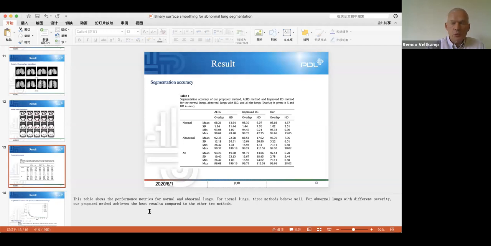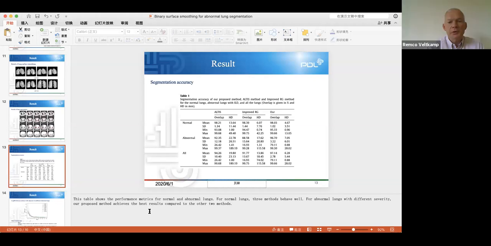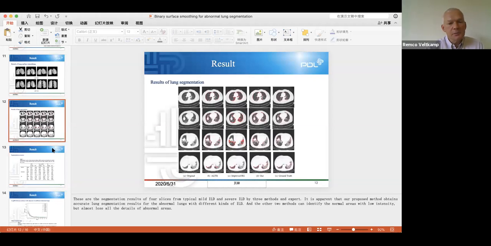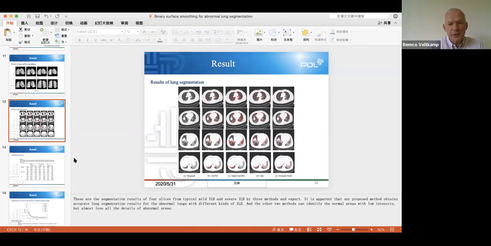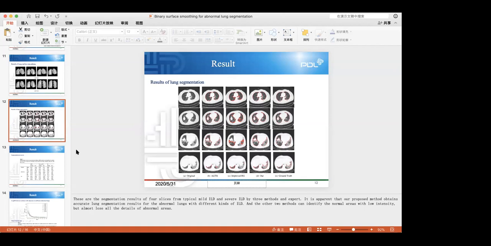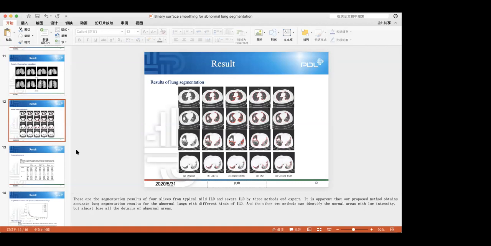Is it possible to have a ground truth, a golden standard, for establishing the quality of the method? The ground truth is created by our expert from the hospital. Okay. A single one, or is it merged results of multiple annotators? Just one. Okay.